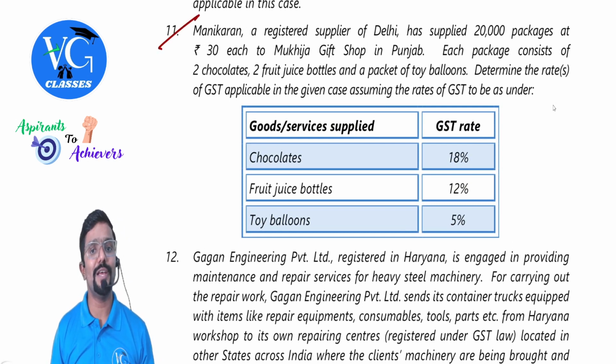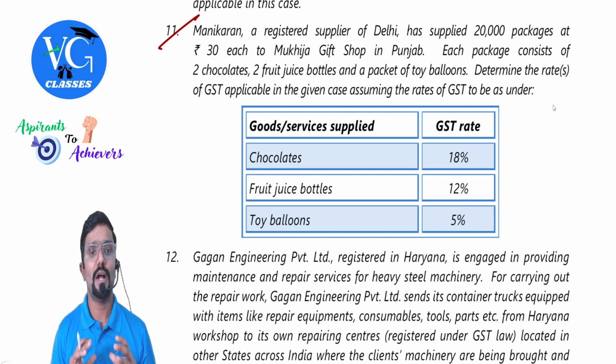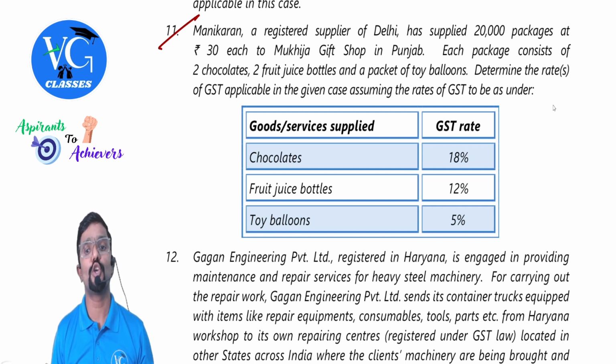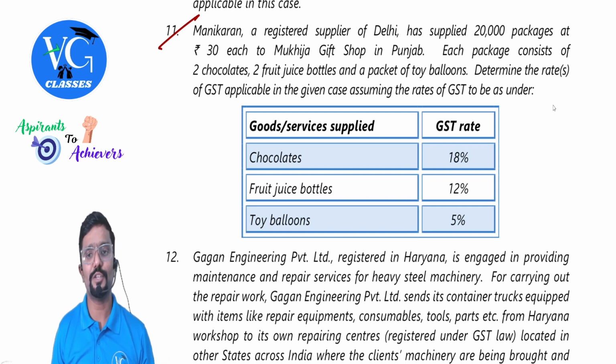Manikaran, a registered supplier of Delhi, has supplied 20,000 packages at rupees 30 each to Mukija gift shop in Punjab. Each package consists of 2 chocolates, 2 fruit juice bottles, and a packet of toy balloons. Guys, as soon as you see this, what is it? Mixed or composite? Mixed. Because it is not naturally bundled.